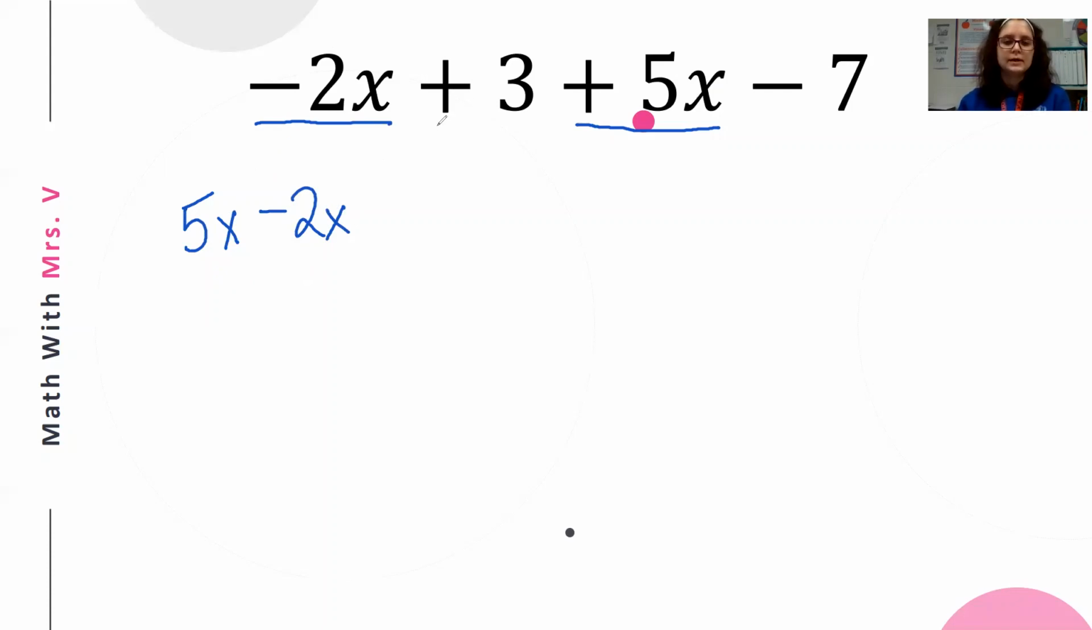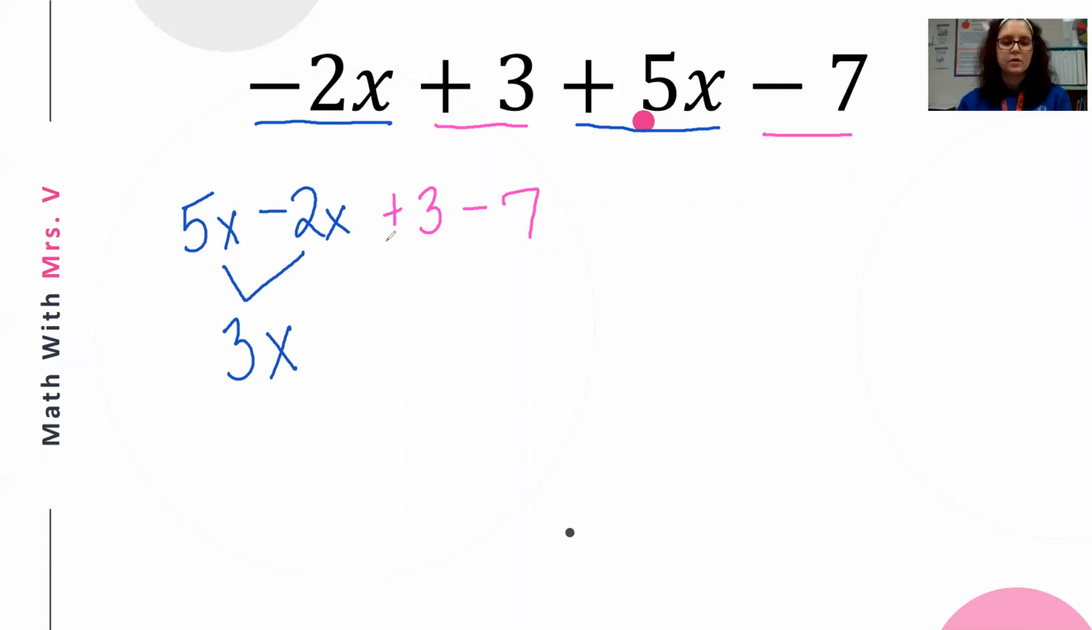The other part I now want to pay attention to are my constants. So in this case, I have plus 3 and a minus 7. Now that my like terms are grouped, I'm going to combine them. So 5x minus 2x leaves us with a 3x.